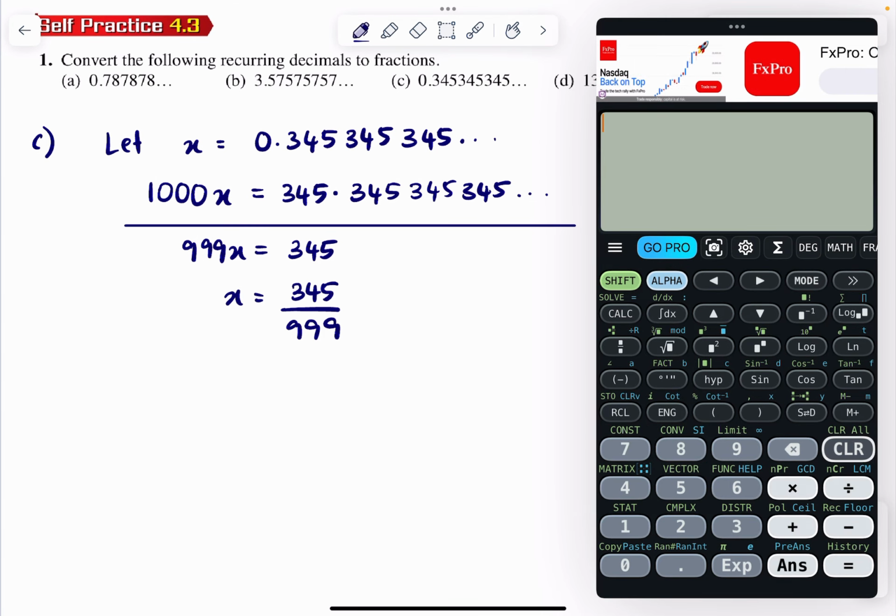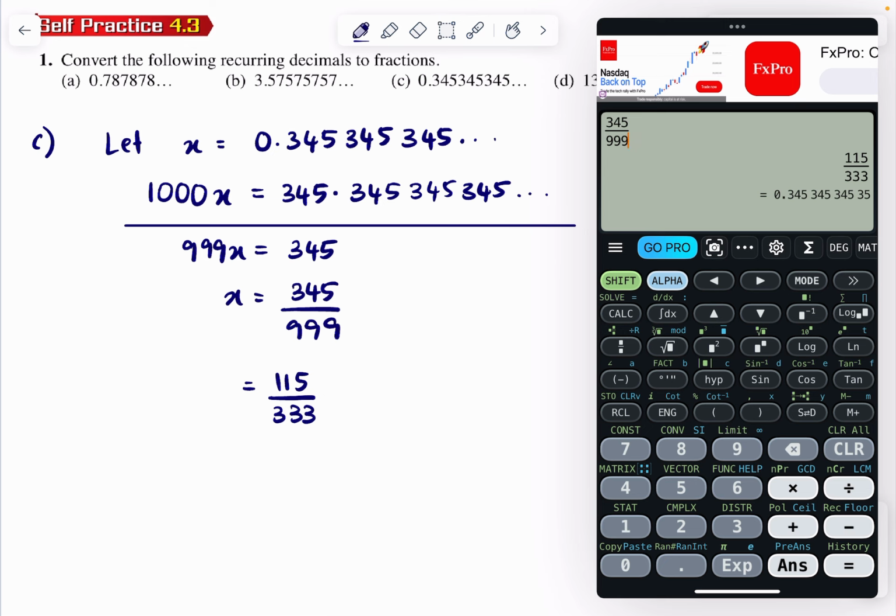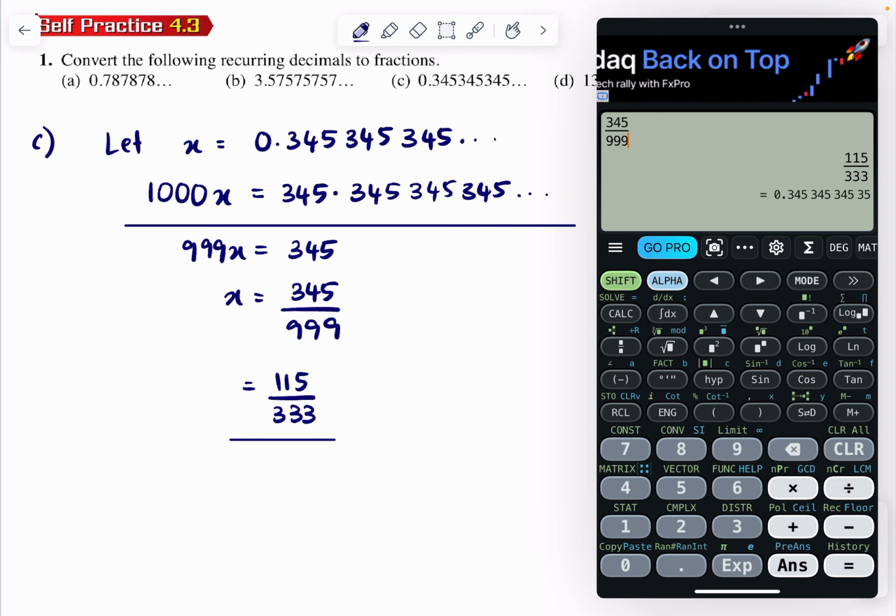Let's simplify this. It's 115 over 333. So you can double check with your calculator. So you can see the decimal 0.345345 and so on. So this will be our answer. Done.